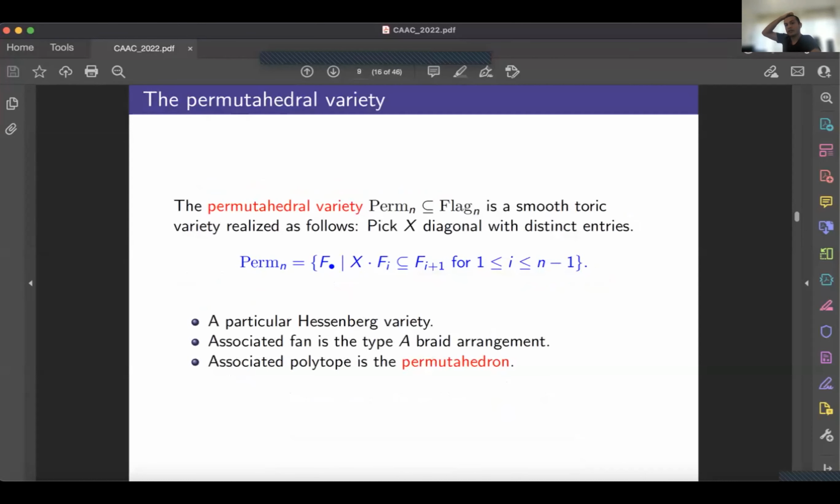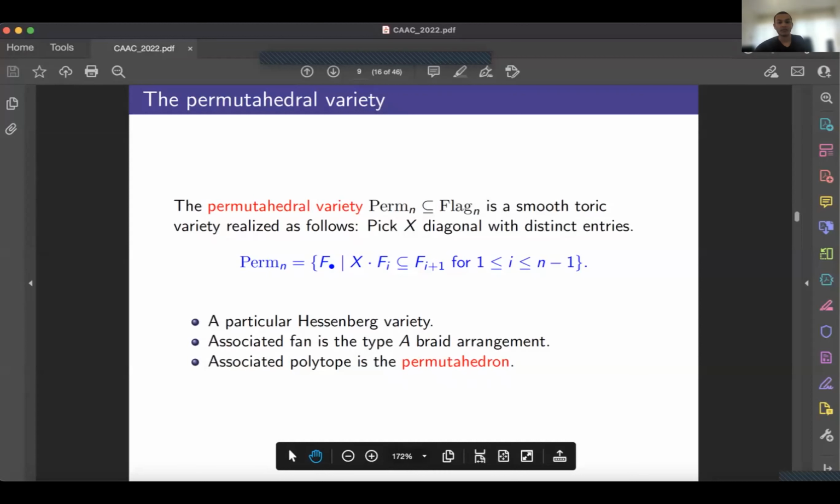And the variety I am interested in is the permutahedral variety. It's a smooth toric variety of dimension n-1. And here's a realization. Pick a diagonal matrix, distinct entries, and then take flags which happen to have this inclusion condition. Okay. So some inclusion condition, it's really determined by a Hessenberg function. So this is a particular regular semi-simple Hessenberg variety. Okay, and as a toric variety, it has a fan and a polytope attached to it, and the polytope attached is, well, the permutahedron, hence the name.